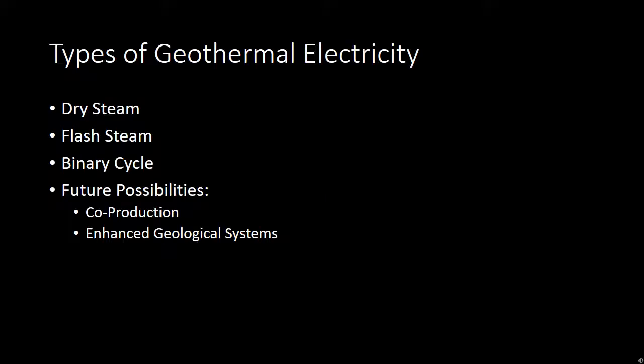Overall, there are about 4 different types of geothermal electricity. There are 3 that are currently used and some being developed currently. The 3 current types are dry steam, flash steam, and binary cycle. And the 2 future possibilities are co-production and enhanced geothermal systems.